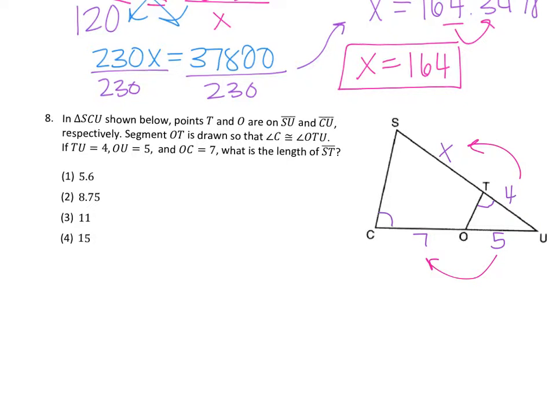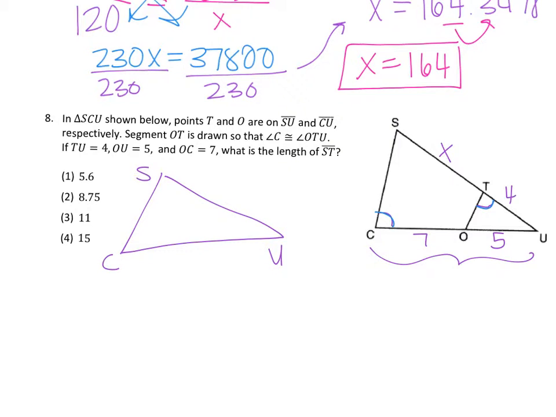And you might think that you could do that initially. However, the problem arises when they said that angle C is congruent to OTU, because that means our triangles are kind of flipped upside down here. So it's important that we actually resketch these triangles, redraw them, so that they are facing the same way. So we're going to start with triangle SCU, where they tell us that CU is 7 and 5 for a sum of 12, and SU is a sum of X plus 4.